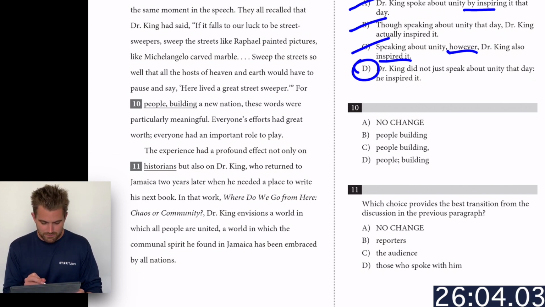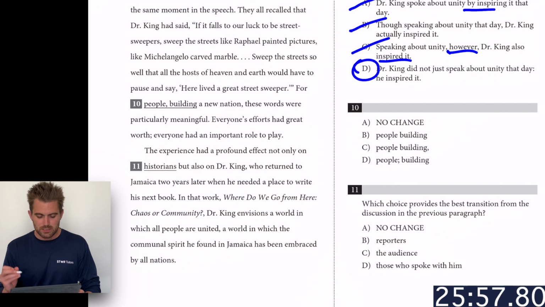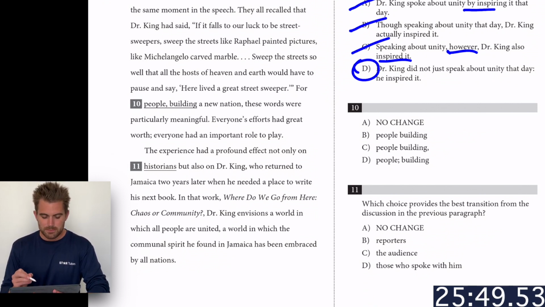Let's see. He was a great street sweeper. For people building a new nation, these words were particularly meaningful. For people building a new nation, that again is a modifying phrase that we were talking about earlier. If you have for people building a new nation, comma, these words were particularly meaningful. That's the same one from number 1. So again, guys, these are just definitive rules.